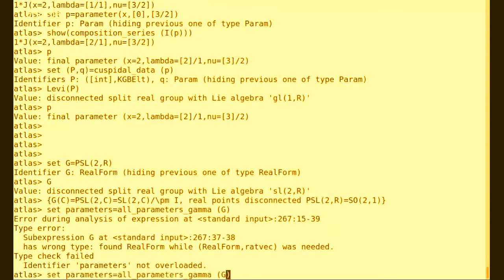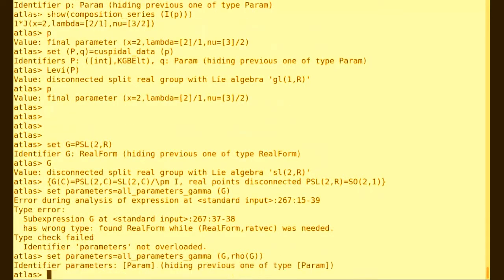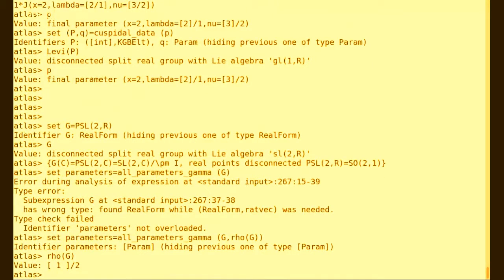Sorry, I have to specify the infinitesimal character. Let's take it to be rho of G. What is rho of G, by the way? Rho of G is now 1/2, interestingly enough. Okay, so how many irreducible representations does PSL2 have at infinitesimal character rho?